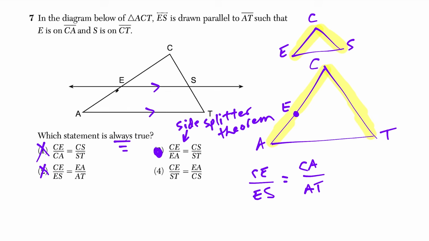That when you draw a line parallel to one of the sides of the triangle and it goes through the other two sides, it's going to cut the triangle proportionally.